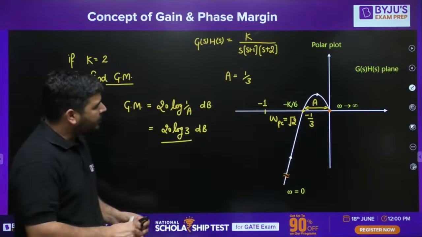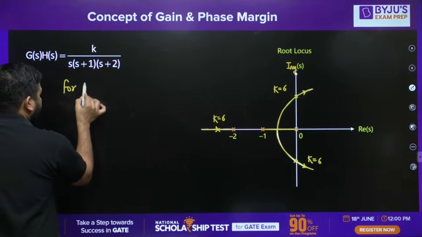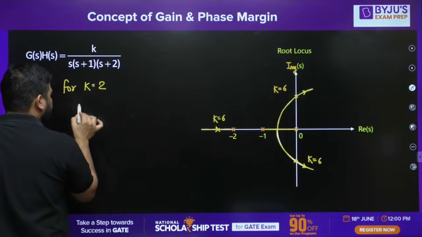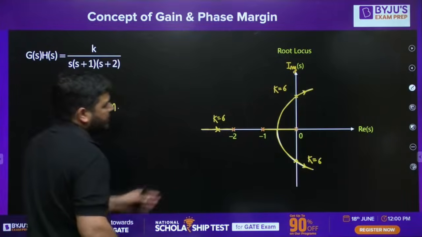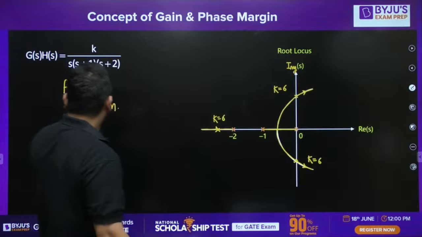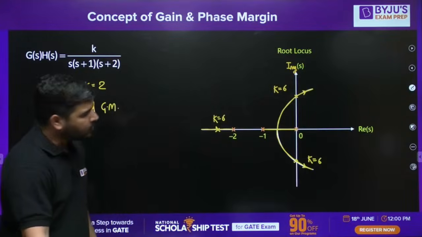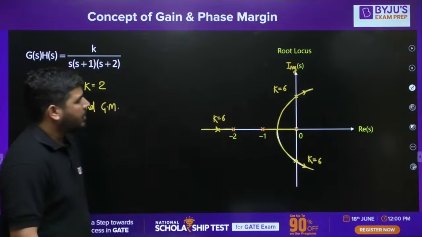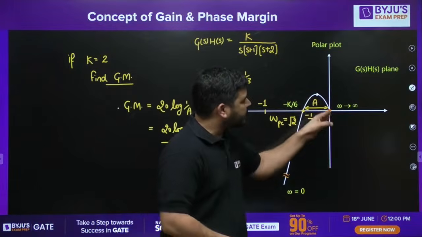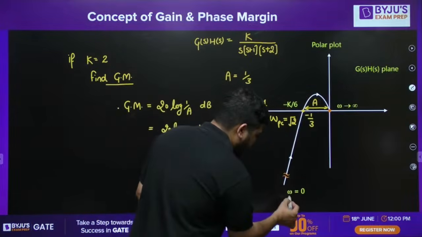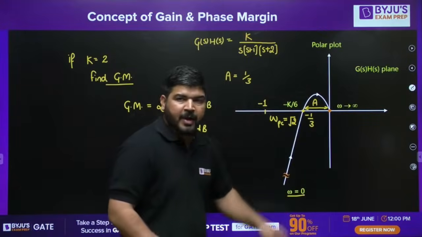Now, how can I calculate the gain margin for k equal to 2 using root locus? Let's say the root locus is provided to you, and for k equal to 2, I need to calculate the gain margin. How to calculate the gain margin from root locus? If you are moving on the polar plot, it means you are varying omega only.